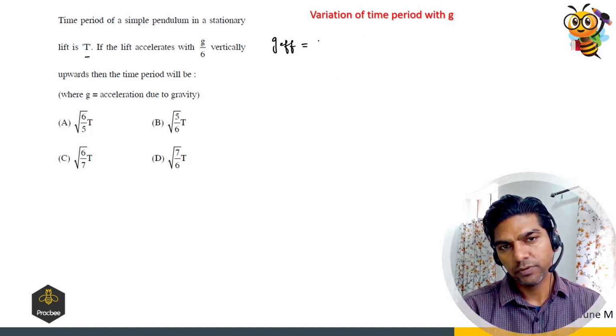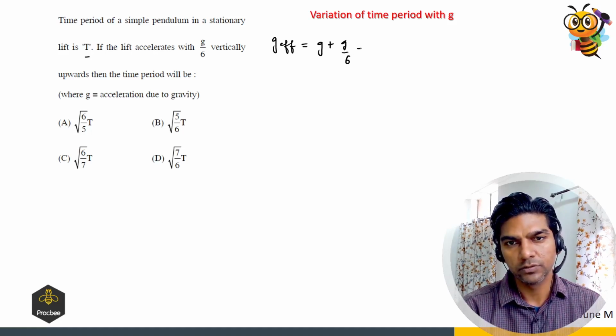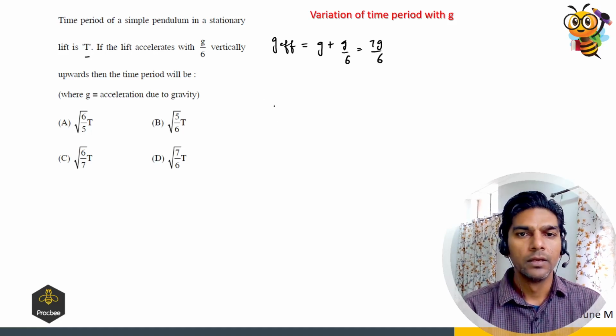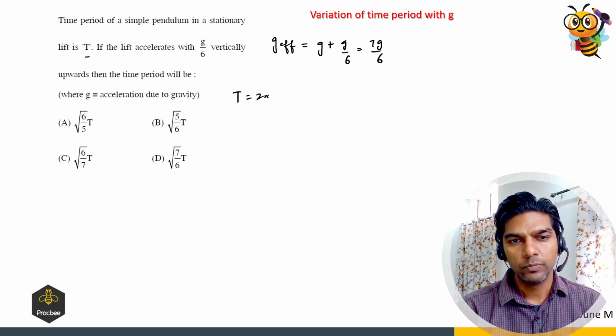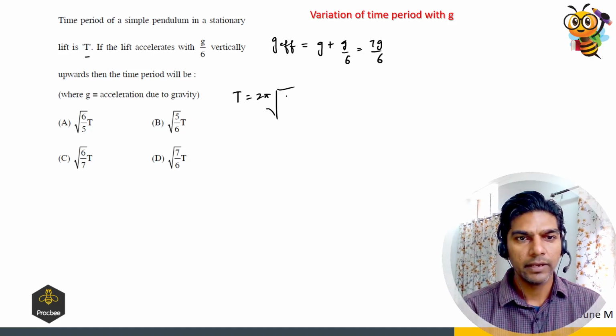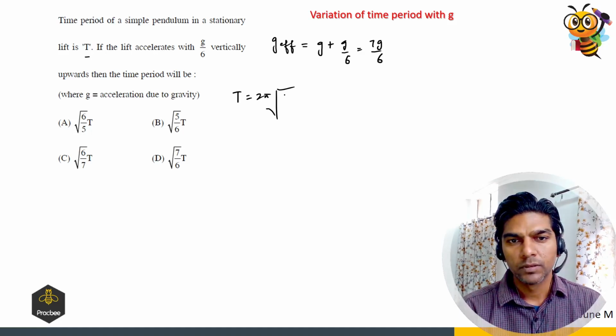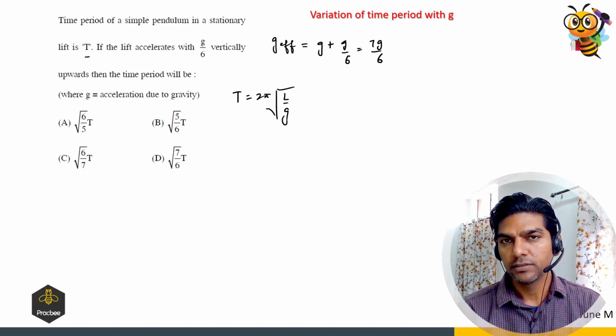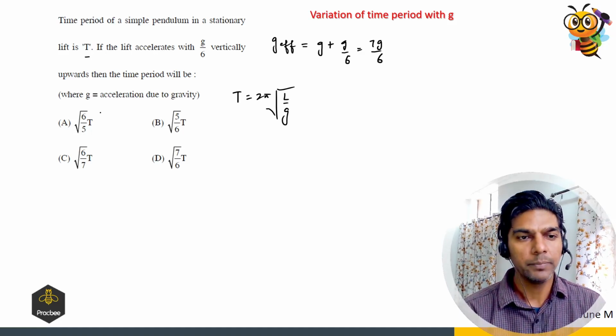So effective g will be g plus the acceleration of the lift, so g by 6. So that will be 7g by 6. So the time period will be 2 pi root L by g effective. So L by g, that is the formula, and we have to compare the time periods.